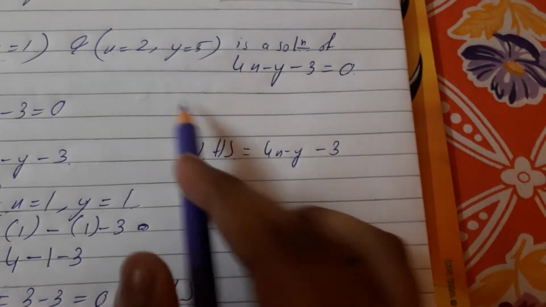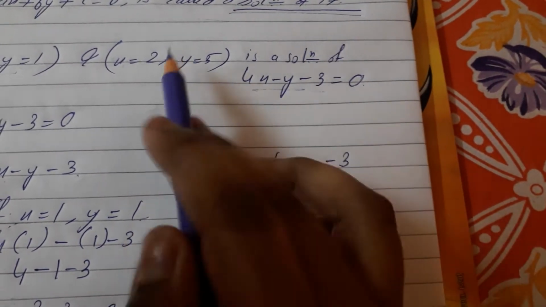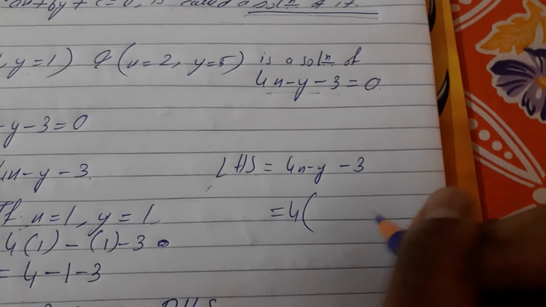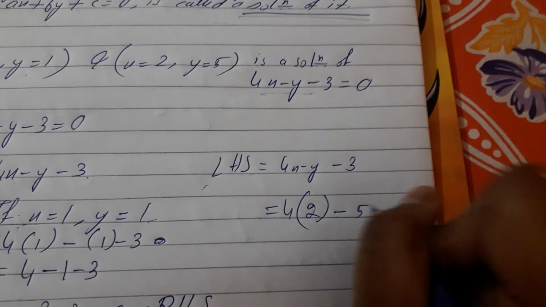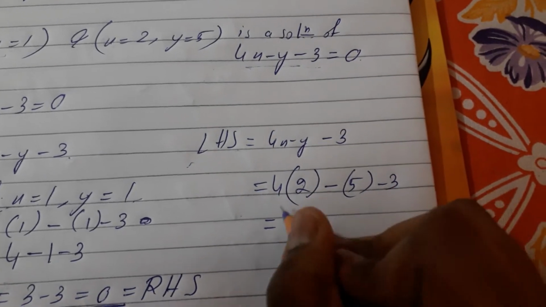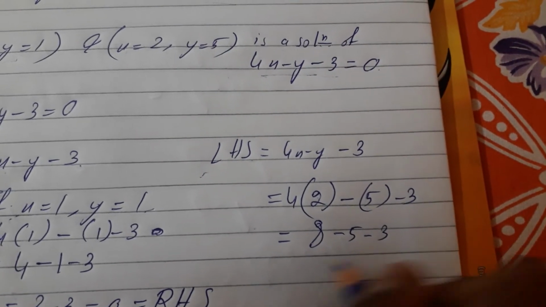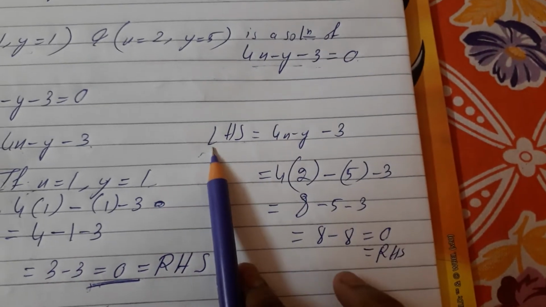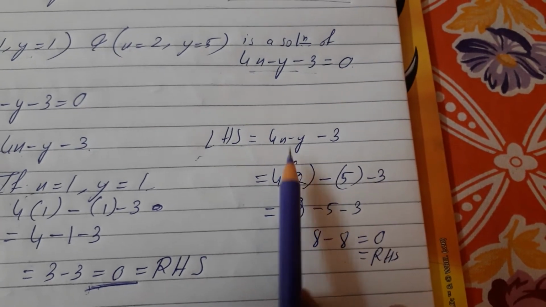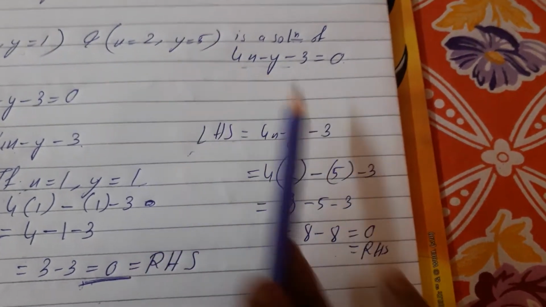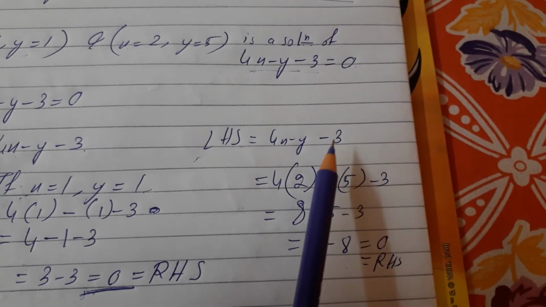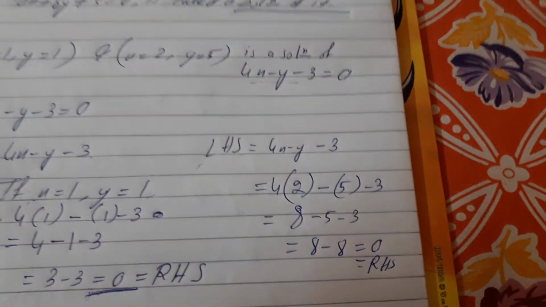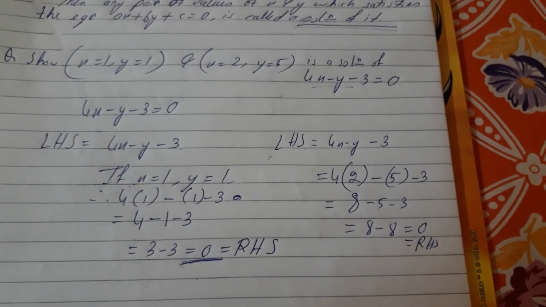In case of the second one, you have to first take the LHS part, then put x is equals to 2, y is equals to 5 as given to you in your question. So in place of x you have to write 2, and in place of y you have to write 5, minus 3, and then the answer will be 4 into 2, 8 minus 5 minus 3, 8 minus 8 equals to 0, which is equals to RHS. Since LHS equals to RHS, these values of x and y satisfy the equation, so we can say x is equals to 2, y equals to 5 is a solution of 4x minus y minus 3 equals to 0. Okay, in this way you have to do.